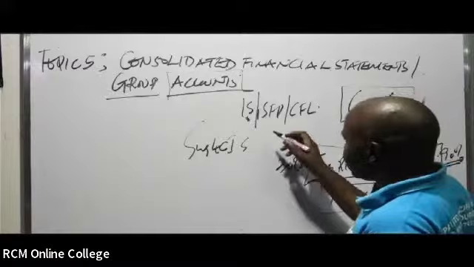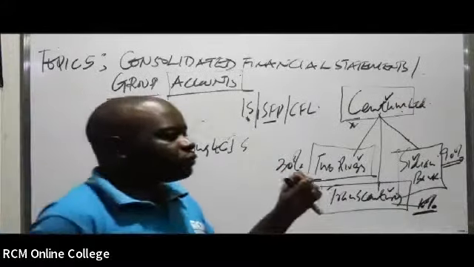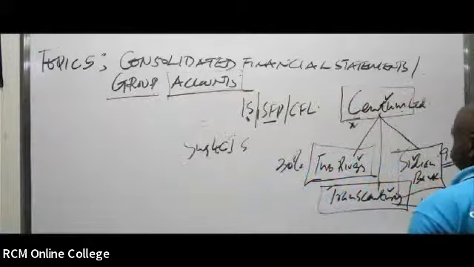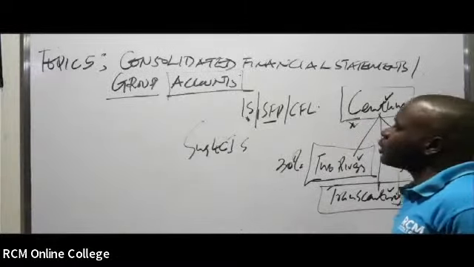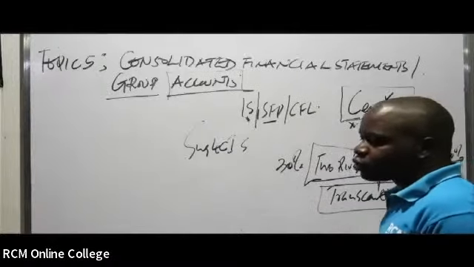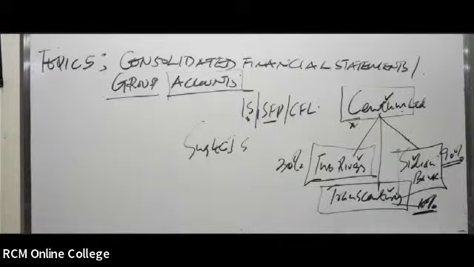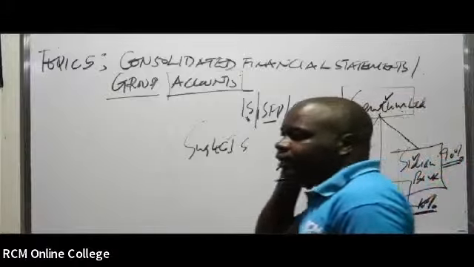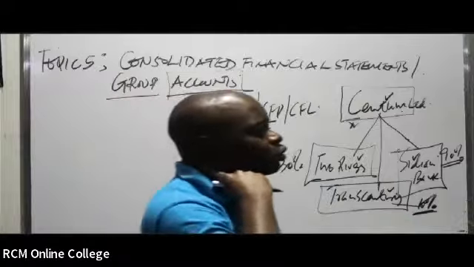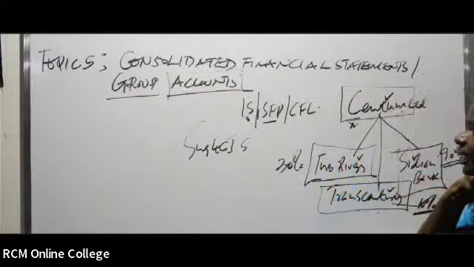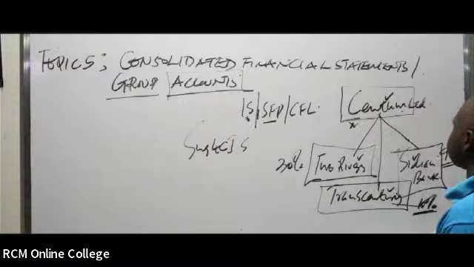Same case with the statement of financial position. Every company here has its own statement of financial position. But now we have to come up with a single statement of financial position, which we call consolidated. So that aspect of combining all the income statements and statements of financial position of members of a group, we call consolidation. And that's what you're going to learn in this area we're calling group accounts or consolidated financial statements. Take note that there has to be a significant influence, or there has to be maybe a control.